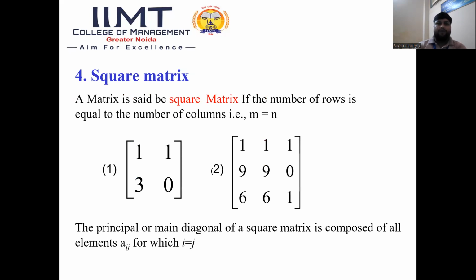Fourth is square matrix. A matrix is said to be square if the number of rows is equal to the number of columns. That is, number of rows equals number of columns. As given by the name, square matrix is one whose dimensions are equal. For example, first is the matrix of 2 by 2 order, and second example is the matrix of 3 by 3 order. The principal diagonal of a square matrix is composed of all elements a_ij for which i equals j.